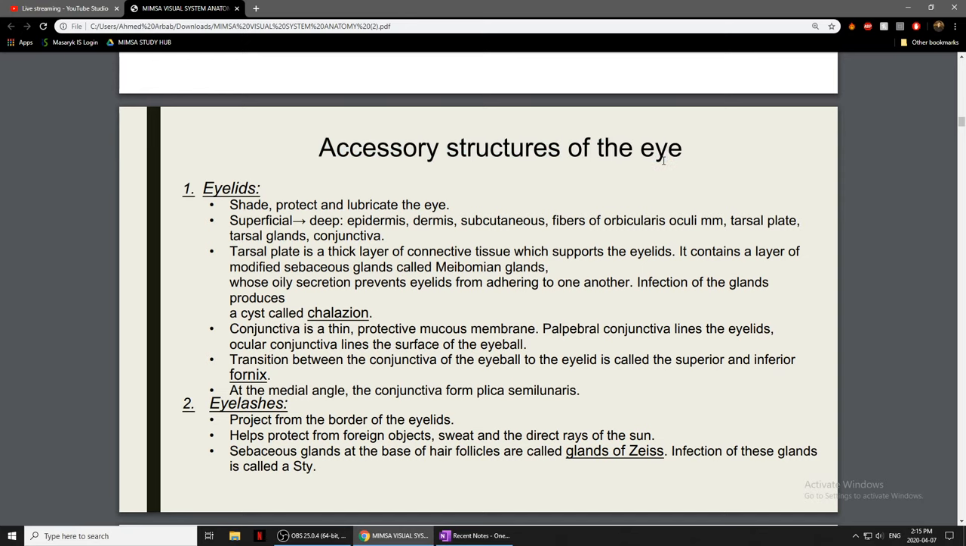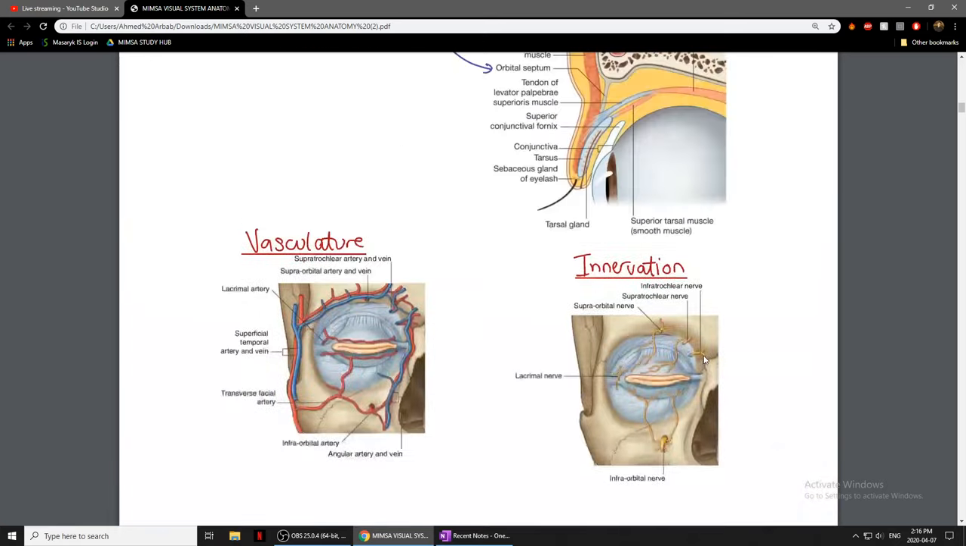We can talk about the accessory structures of the eye. So the eyelids and the eyelashes cover the opening of the orbital socket anteriorly. The eyelids shade, protect, and lubricate the eye. We'll go through the structures from deep to superficial in a minute. There's also a tarsal plate that we'll talk about. So let's move on to the actual structure.